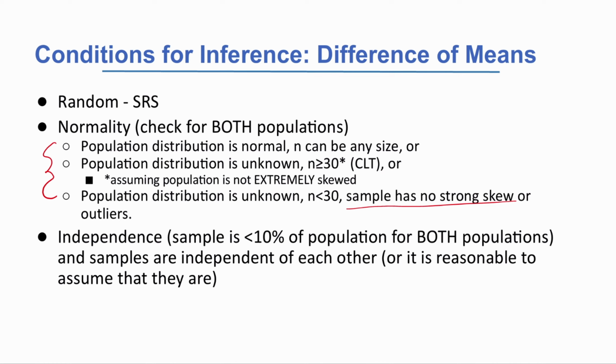Independence: the sample is less than 10% of the population for both populations if we're sampling without replacement, and the samples are independent of each other, or it's reasonable to assume that they're independent of each other. If they're not independent of each other, then we probably need to do paired data instead, but that's a different video.